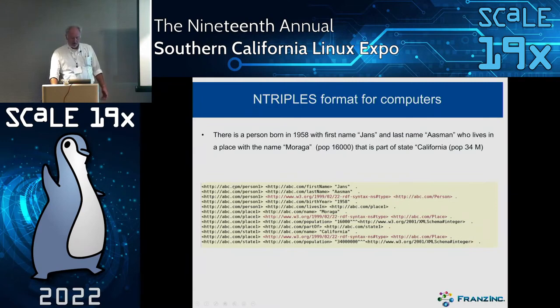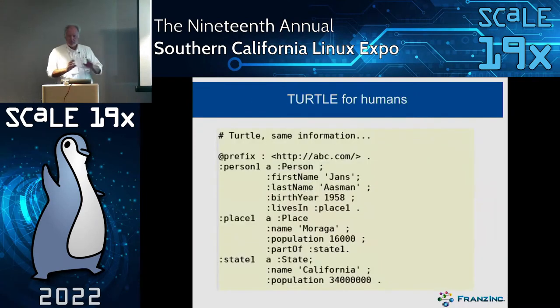These things, the subject of the triple is always an IRI, although it can also be what we call a blank node. The predicate is always an IRI, and then the third part can be any XSD data type that you want to have. Now, for a human being, looking at these triples is completely overwhelming.